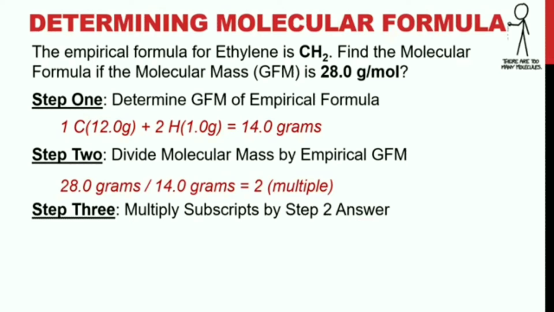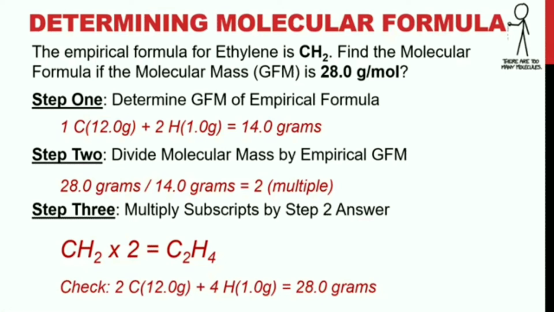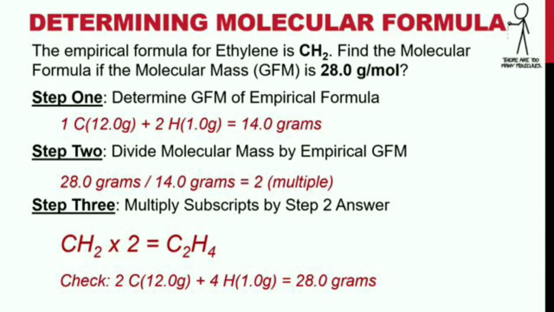So the molecular formula is found by multiplying each subscript of the empirical formula, which is CH2, by the multiple 2. This gives us the molecular formula of C2H4. That is our molecular formula. In this case, to check yourself, you can say that 2 carbons, which is 24, plus 4 hydrogens is 4. So to check yourself, you can do 24 plus 4 is 28, and that is also the gram formula mass of our molecule. See if it equals the given gram formula mass. Our work checks out.